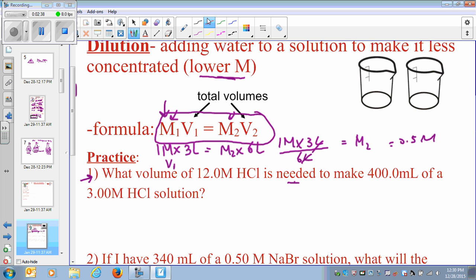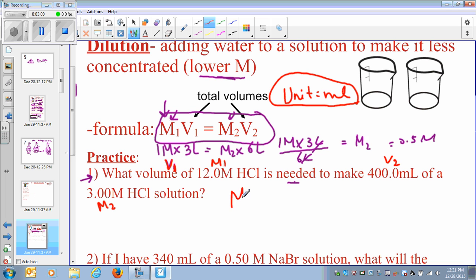Let's use a different color. I need to calculate my V1. This is my M1, and I want to make this of this concentration. For this topic, you can use the unit for volume as milliliters. It doesn't have to be converted into liters. The liter condition was for the molarity. That had to be in liters, but this one can stay as milliliters.